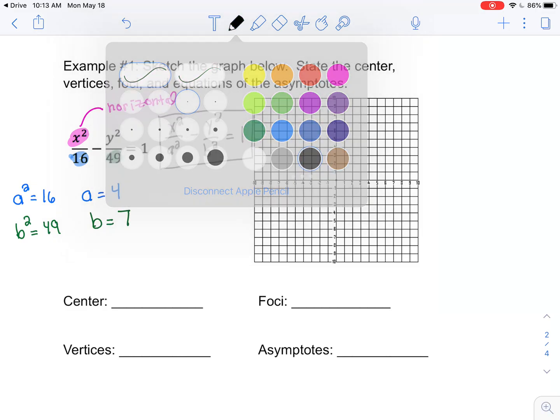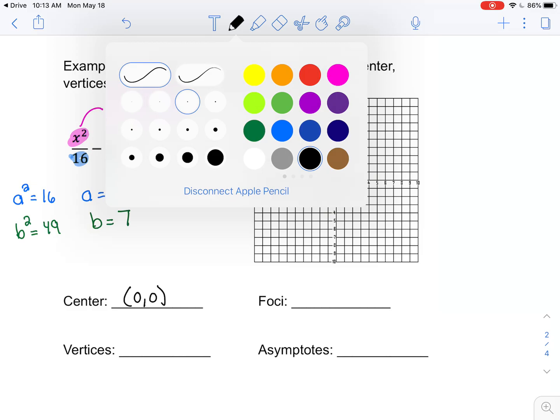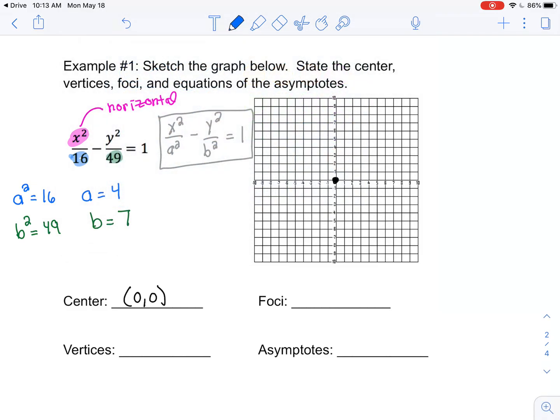So I'm going to start out with the fact that my center is at 0, 0. And I know that we're going to get into moving that, but I don't have anything added or subtracted to my x squared and my y squared. So I have my center here at 0, 0. My a, since my x squared is first, is always my distance from my center to my vertices. So I'm opening horizontal, so I'm going to go over 4 in both directions. And these are my vertices.